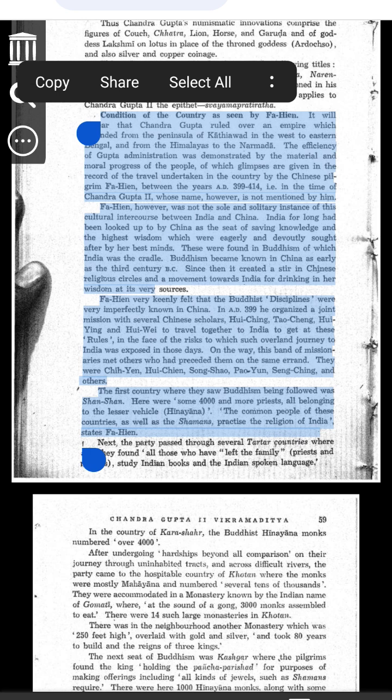Condition of India during Chandragupta II's rule, as seen by Faxian. 1. Who was Faxian? Faxian was a Chinese Buddhist monk and traveller. He lived in China and was deeply interested in Buddhism. He travelled to India between 399 to 414 CE. His goal was to learn more about Buddhism and collect Buddhist scriptures, holy books. He wanted to bring true Buddhist knowledge back to China.